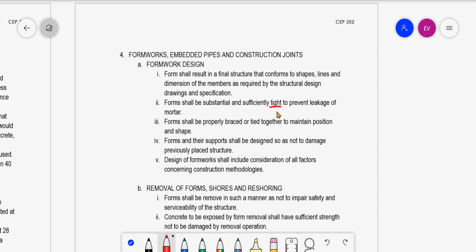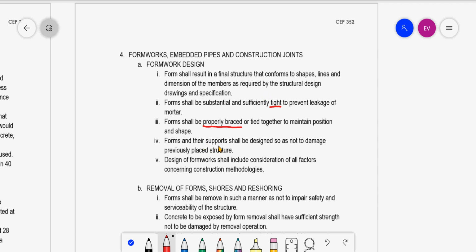Forms shall be properly braced or tied together to maintain position and shape. So it is a must that you properly brace and tie the forms so as to achieve conformance to shapes, lines, and dimensions of the member as stipulated on the plans.